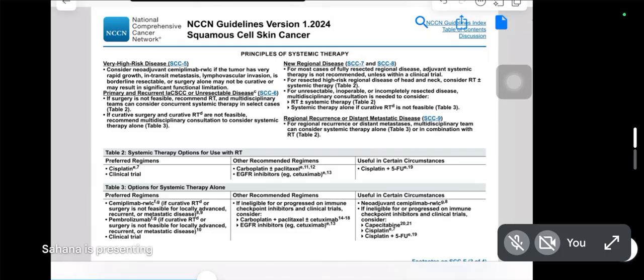Carboplatin also can be used. Cetuximab, just like your head and neck. Any of these therapies are still advocated. Since it is squamous cell of the skin, cemiplimab also has a role along with pembrolizumab. That is also given. Neoadjuvant therapy also is the same. You can give cisplatin, fluorouracil, or cisplatin or capecitabine.